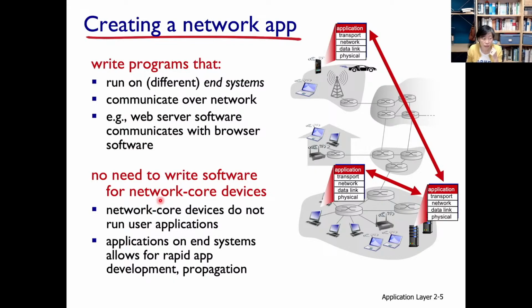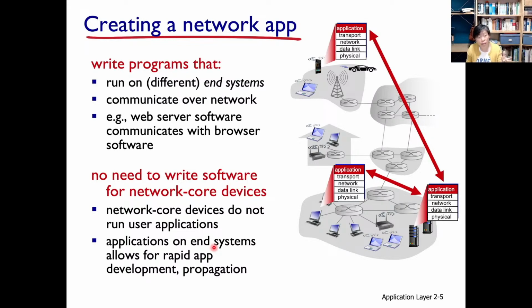Now, what's unique here is this. Applications run only on the end systems. In the network core, the routers do not run anything particular for a particular application. Okay, so the core devices do not run applications. They do not run specific functions to support individual applications. Okay, so applications are strictly on the end systems.